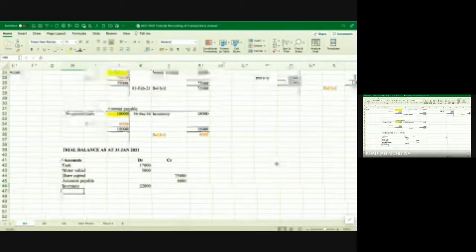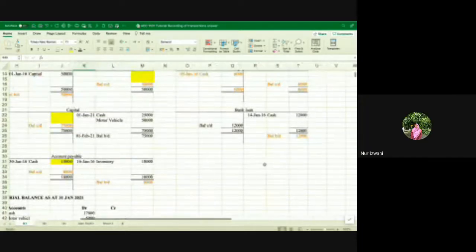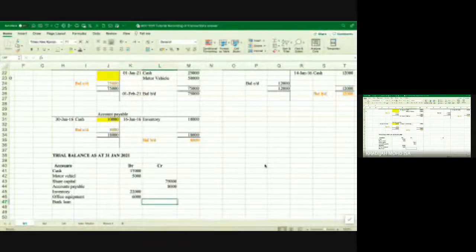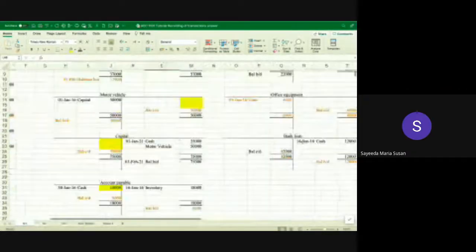And then you have what else? Office equipment and bank loan. Office equipment, how much is it? 6,000. And then the bank loan is a credit of 12,000. Anything that we have missed? None. Right. So what happened is that in the trial balance, now you have a list of accounts with the balances.